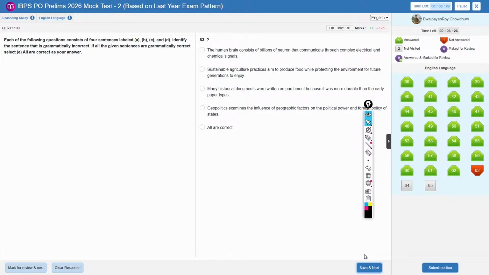Okay, so which one is grammatically incorrect? Human brain consists of billions of neurons that communicate through complex electrical signals. Okay, sustainable agriculture practices aim to produce while protecting the environment. Okay, many historical documents were written on parchment because it was more durable than the early paper types.